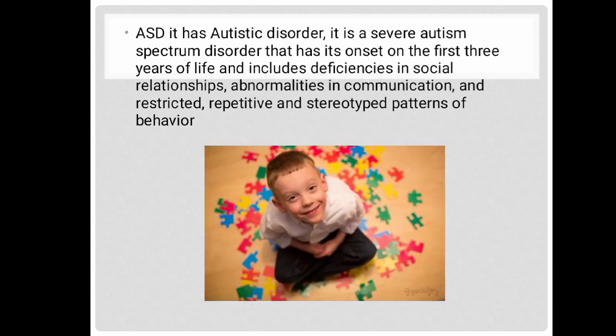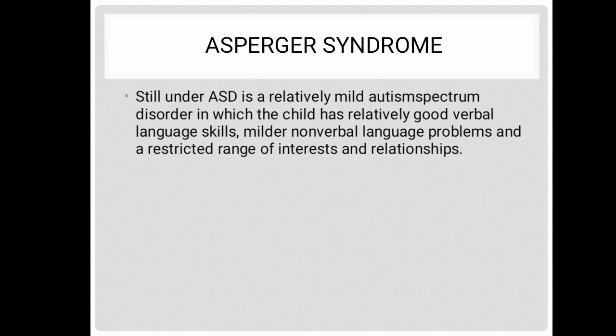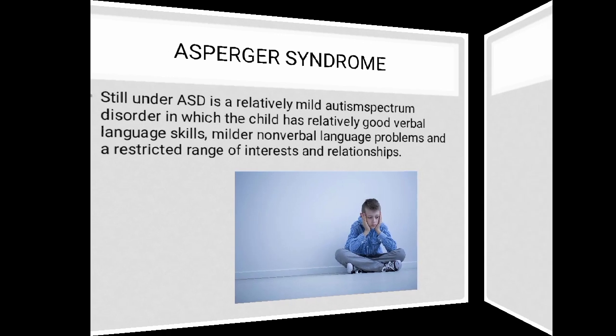ASD also includes autistic disorder. It is a severe autism spectrum disorder that has its onset in the first 3 years of life. It includes deficiencies in social relationships, abnormalities in communication, and restricted, repetitive, and stereotyped patterns of behavior. Asperger's syndrome, still under ASD, is a relatively mild autism spectrum disorder in which the child has relatively good verbal language skills, milder nonverbal language problems, and a restricted range of interests and relationships.